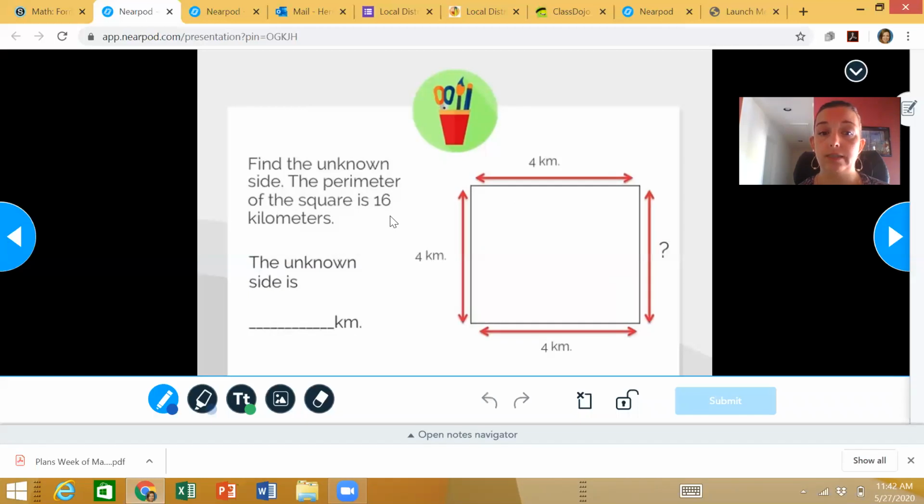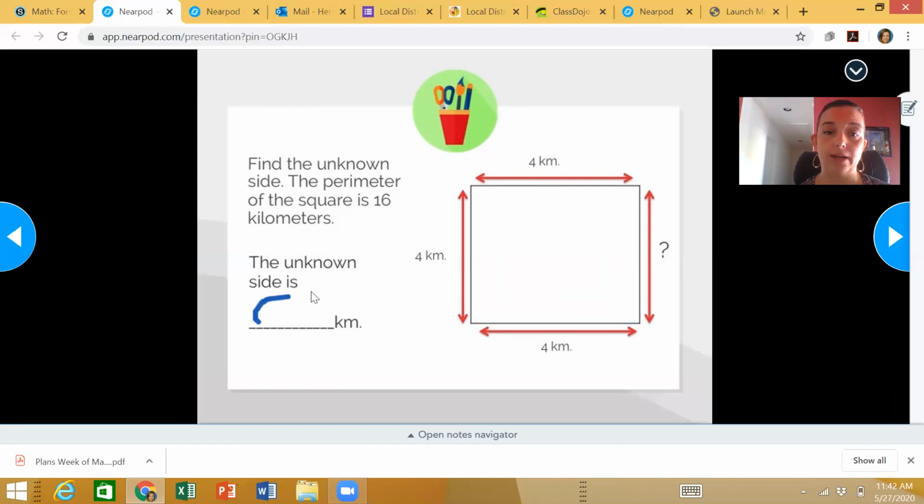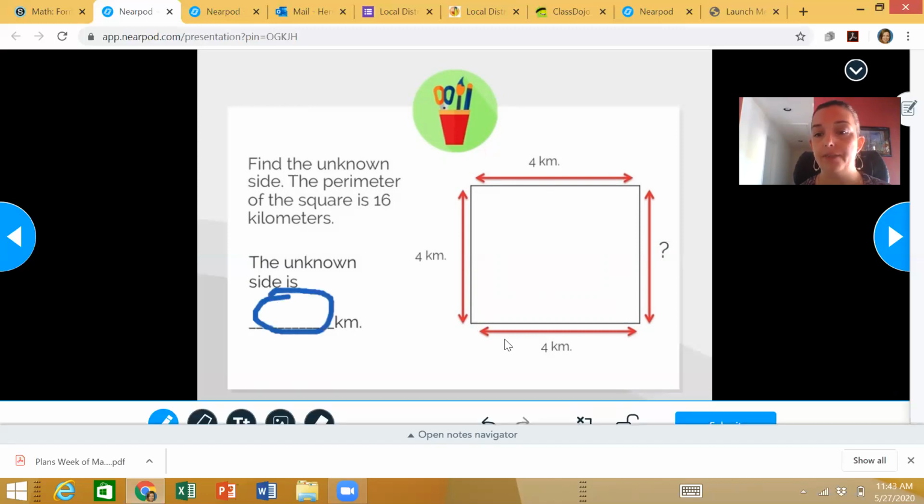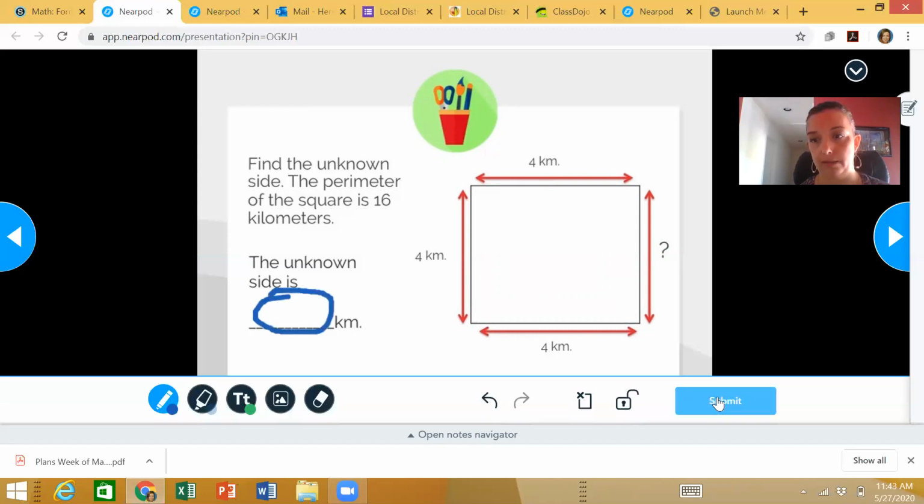Find the unknown side. The perimeter of the square is 16 kilometers. The unknown side is, so we know this one's 4, and this one's 4, and this one's 4. We don't know this side, but we do know that they all add up together to be 16. So you're going to find what that last side is. You're going to write it into the slide here, and then you're going to click submit.